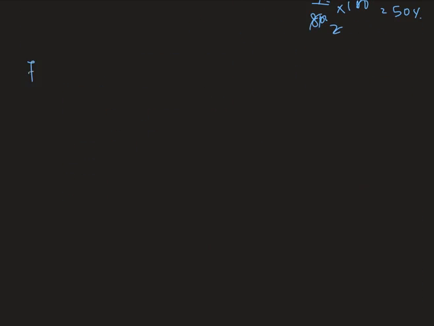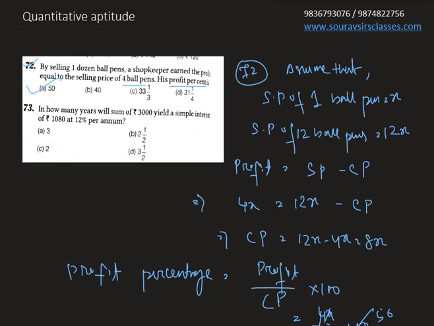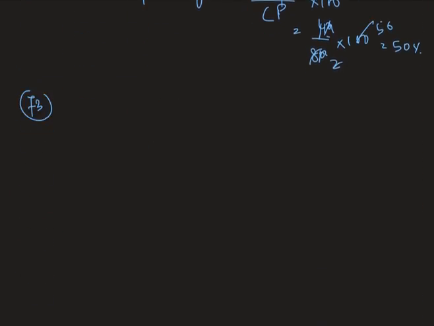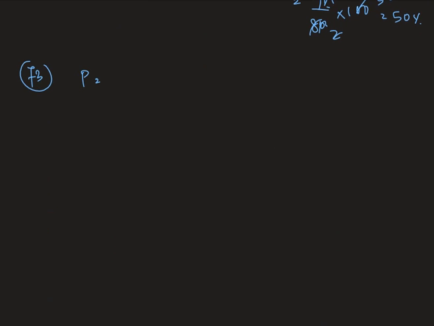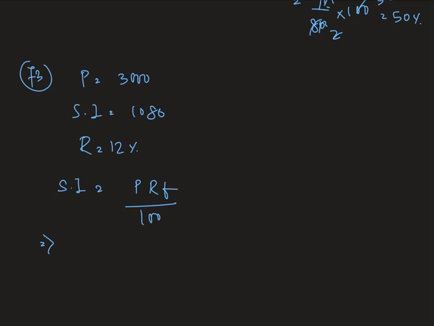Now let's check the second question. In how many years will a sum of 3000 yield a simple interest of 1080 at 12% per annum? So here P, which is the principal amount, is 3000, the simple interest is 1080, and the rate is 12%. As we know, simple interest is PRT divided by 100, where P is the principal amount, R is the simple interest rate, and T is the time.